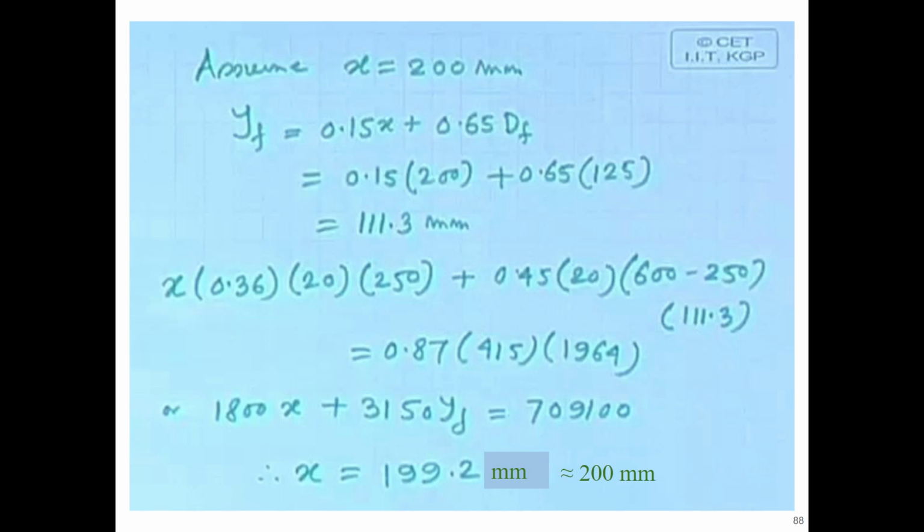Now we have taken the x value as 200 mm, and from that we have found the yf value as 111.3 mm. Performing everything as before, x into 0.36 into 20 into 250 plus 0.45 into 20 into 600 minus 250 into 111.3 equal to 0.87 into 415 into 1964. Solving this, we find the x value as 199.2 mm, which is close to the 200 mm we assumed. So this x is correct.